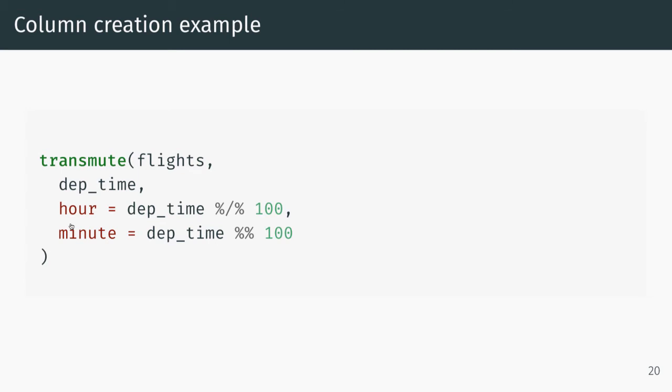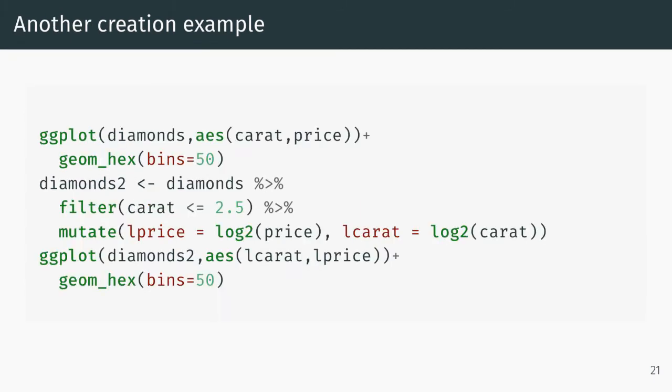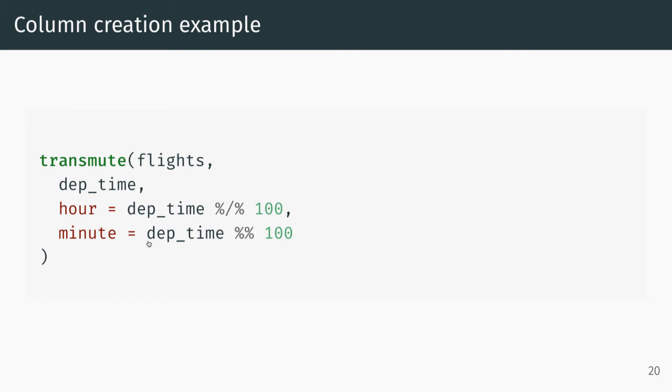So why are we doing this? We're transmuting flights to get hour and minute. Oh, I know why we're doing this. We're going to see it a little bit later. Basically, this is just going to allow us to do time arithmetic.